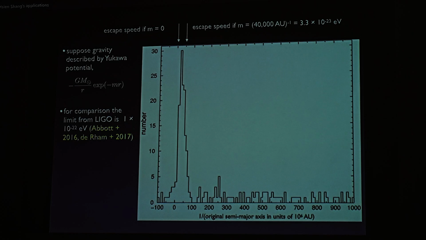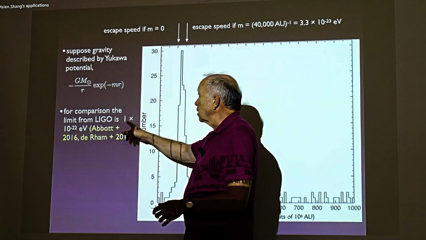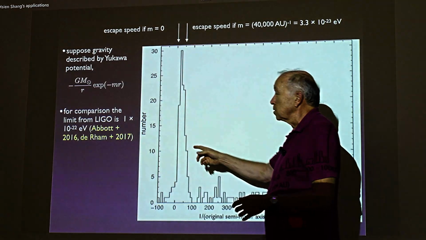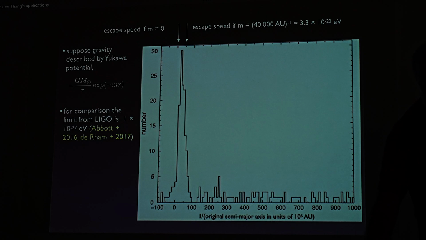Now, just in comparison, there's a famous limit on the mass of the graviton arising from the LIGO observations of the binary neutron star merger, the fact that the gravitational waves arrived at the same time as the light from the merging neutron stars. That limit is actually weaker than the limit that you can get from the comets. So the limit from the comets has the potential to provide pretty strong limits on modifications to gravity.